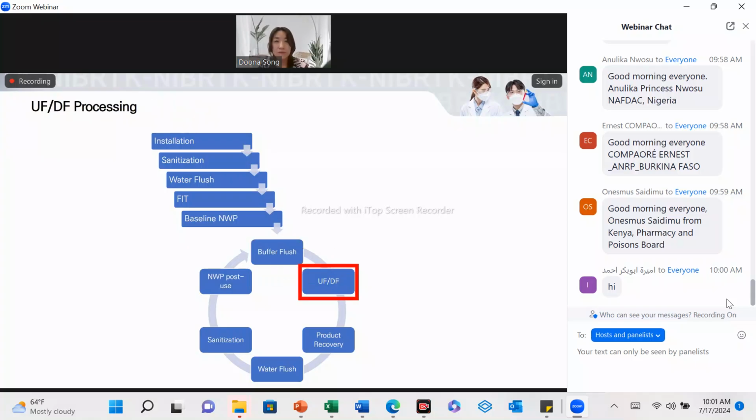So after buffer flushing, now the filtration unit is ready to accept product. The product can be transferred into the unit either from a feed vessel or in line via a filter unit from another stage of the downstream process.